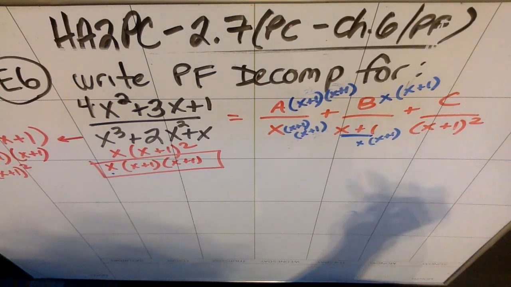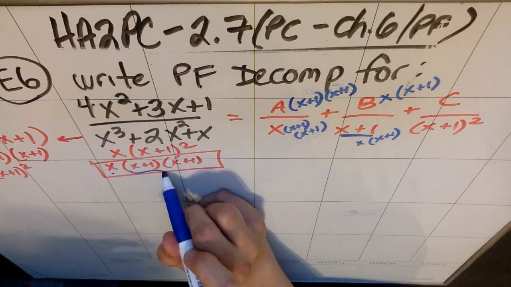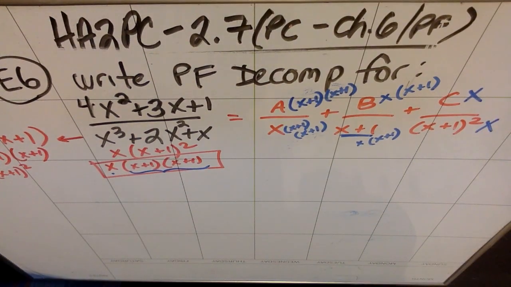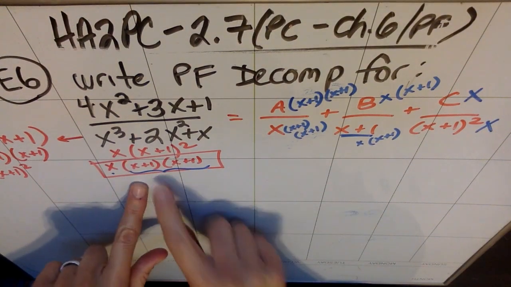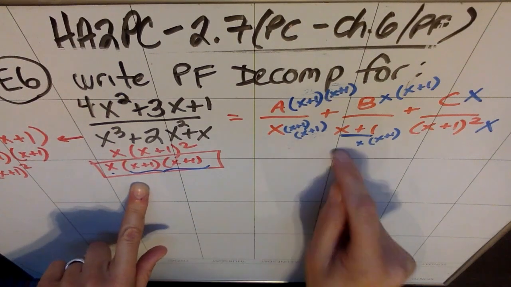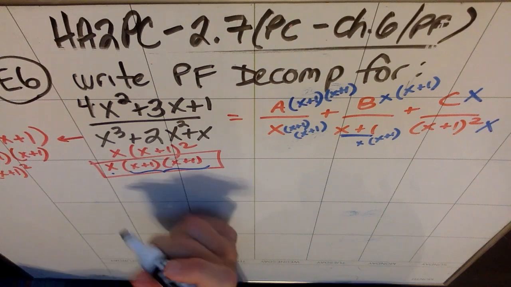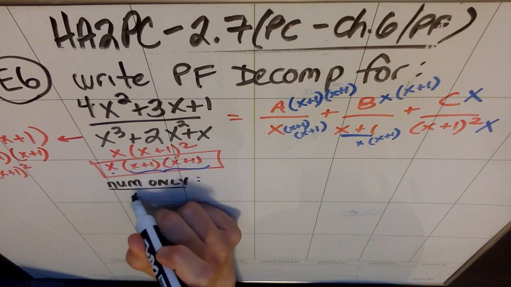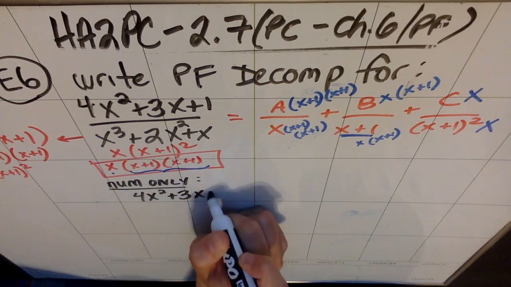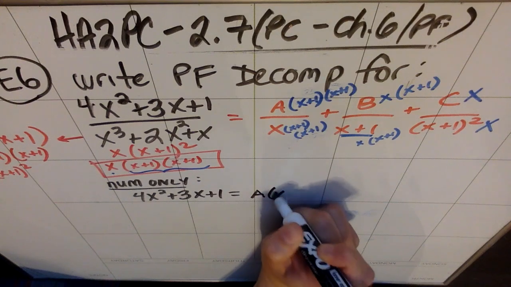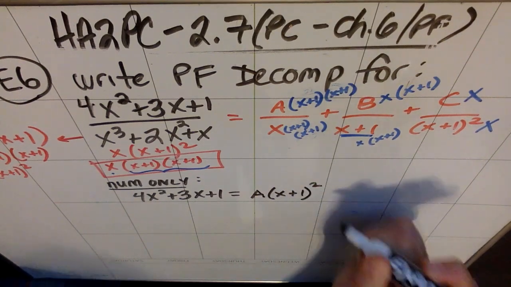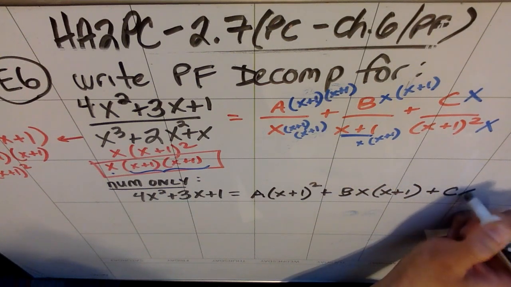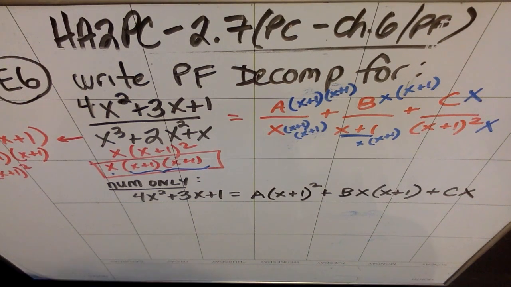But then when we get to the C over the (x plus 1) squared, it has both of the x plus 1s. It's only missing the x, right? So my common denominator for all of these is an x plus 1, another x plus 1, and an x, and that's what they all need to have. So my numerators only are going to look like 4x squared plus 3x plus 1 equals A times (x plus 1) squared, plus B times x times (x plus 1), plus C times x, because the C fraction had everything but the x.